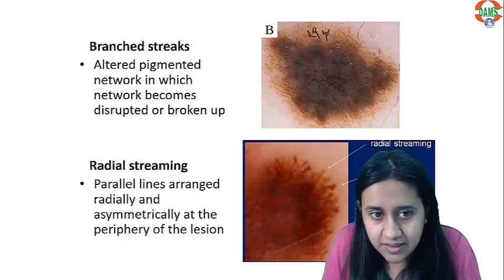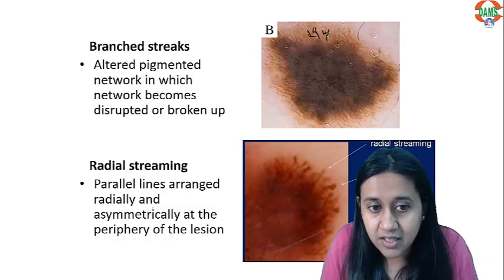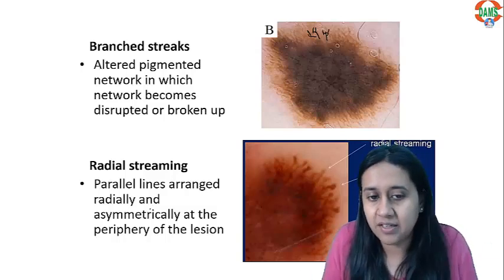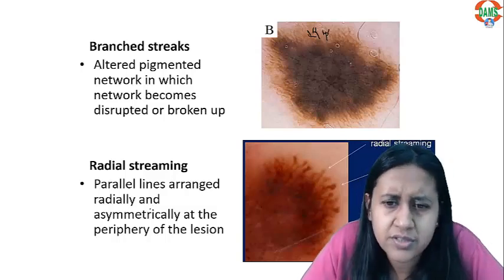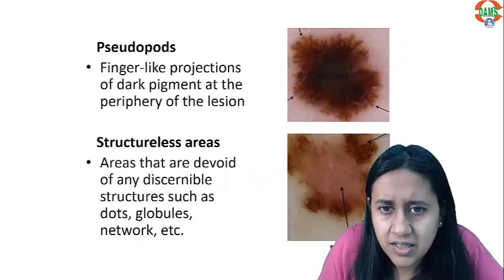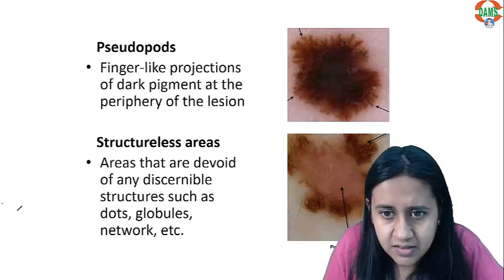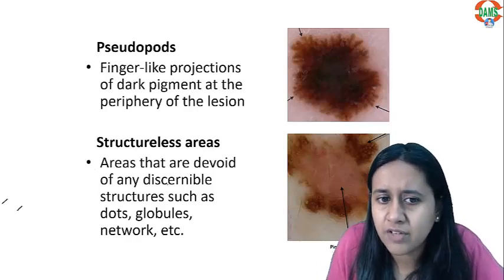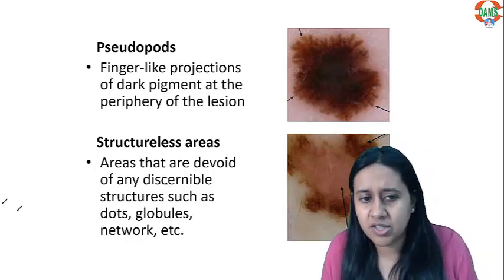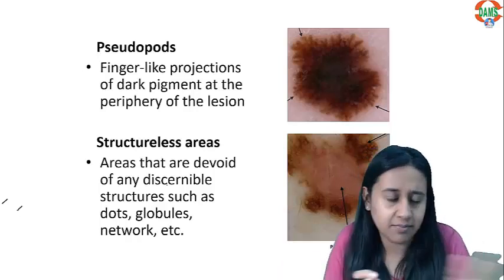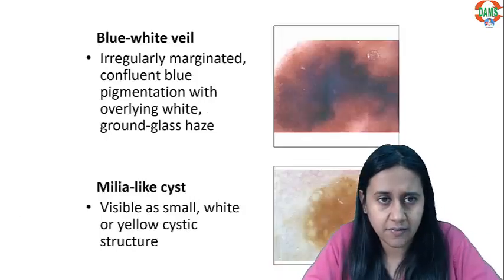Radial streaming is like this: parallel lines arranged radially, asymmetrically at the periphery of the lesion, also known as pseudopods. Can you see the pseudopods? Finger-like projections. Then structureless areas. These are the areas that are devoid of any discernible structures, like there's nothing in that area. You just see some change in the color.